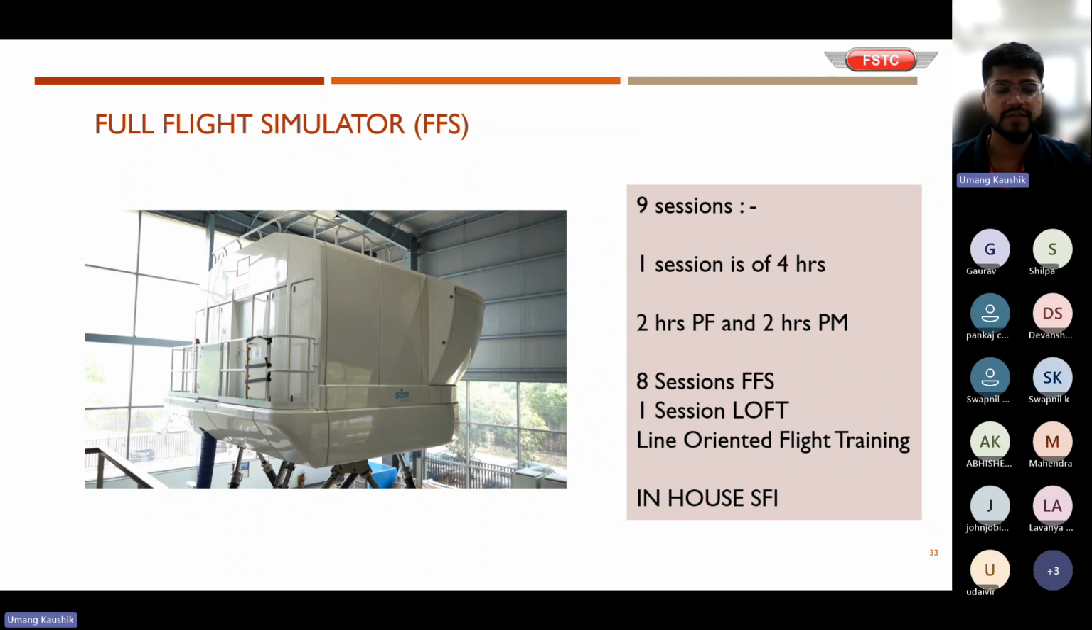But once it's fixed, the motion will not happen. The sim will be stuck. And with the motion on, you can just feel the entire motion of the airplane, right?